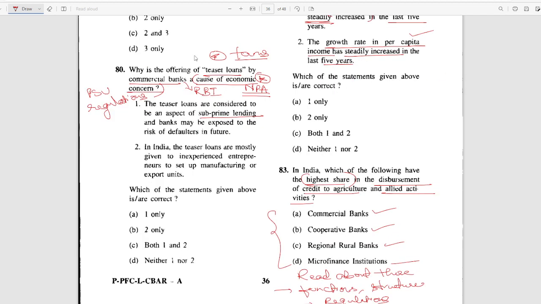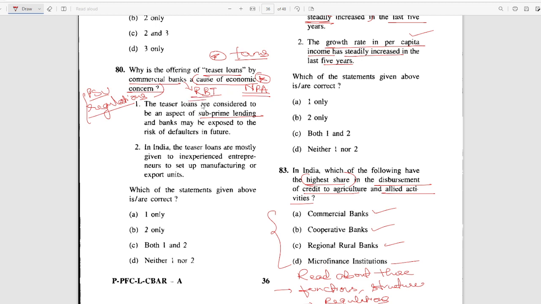The next question is why is offering of teaser loans by commercial banks a cause of economic concern? So the question itself is giving you hints. You have to read about anything that is of economic concern. For example, this is about commercial banks. You have to learn about the regulation of commercial banks and also the regulation of public sector banks, PSU banks, and that has been asked many times. How they are regulated, how the executives of the PSU banks are appointed, Bank Board Bureau. That was asked. And also the cause of economic concern.